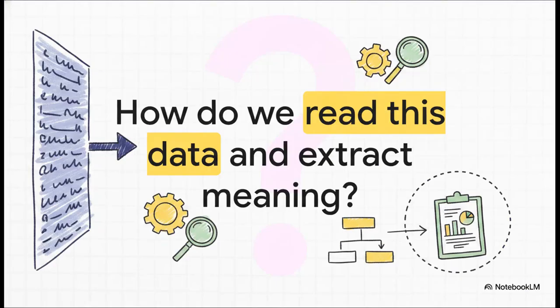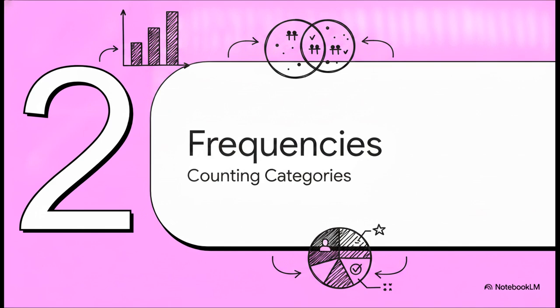So the million-dollar question here is, how do we actually read this data and extract a meaningful summary? How are we supposed to take that intimidating wall of text and turn it into something a manager or a researcher can actually use to make real decisions? That brings us to Section 2, frequencies, counting categorical data.